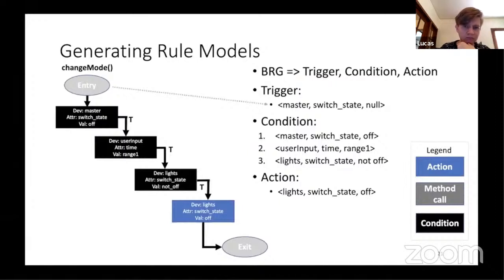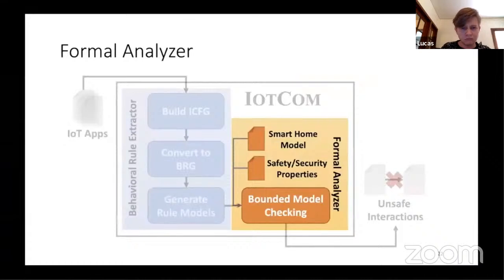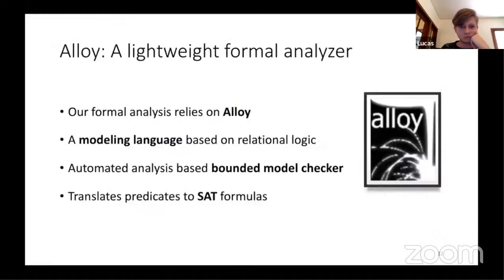For the trigger, we already extracted it from the subscribe statement. If you recall in the code snippet, we have three conditions in this rule, and we have one action. Then we convert those triggers, conditions, and actions into the formal specifications that are required by our formal analyzer. For the formal analyzer, we provide the formal specification for our IoT applications. We also provide the formal specification of the smart home model and the safety and security properties that we want to verify.